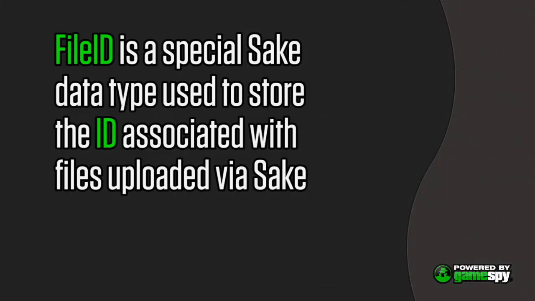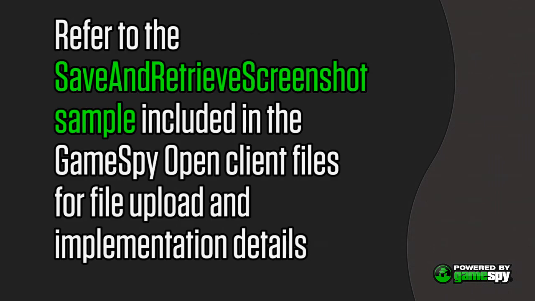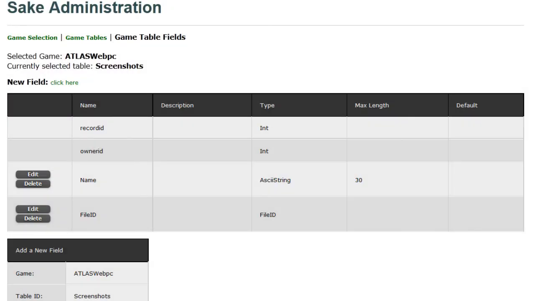File ID is a special Saki data type used to store the ID associated with files uploaded via Saki. Refer to the Save and Retrieve Screenshot sample included in the GameSpy Open Client Files package for file upload and download implementation details. When you're done, your table should look something like this.